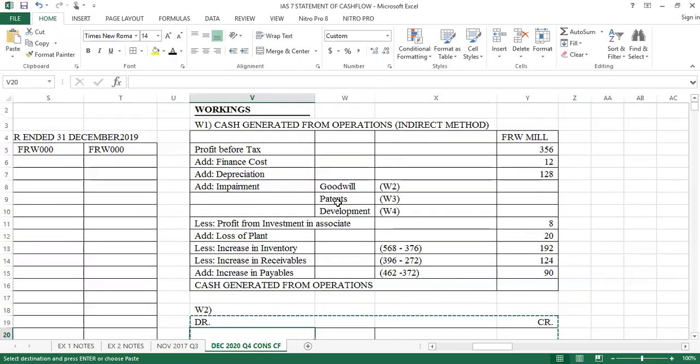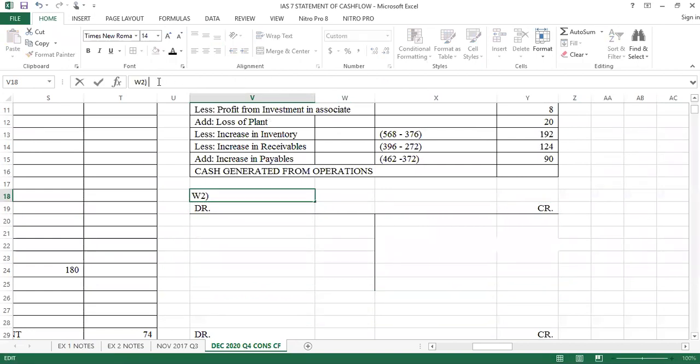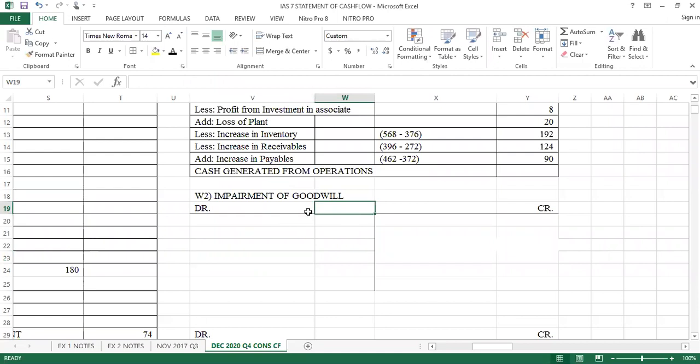So what was our working two? Goodwill. So we want to test on working two if there is any impairment of goodwill. Okay, sorry, I was talking to somebody. So impairment of goodwill. If there is any impairment, you account for it in the same way as depreciation. So impairment of what? Goodwill.